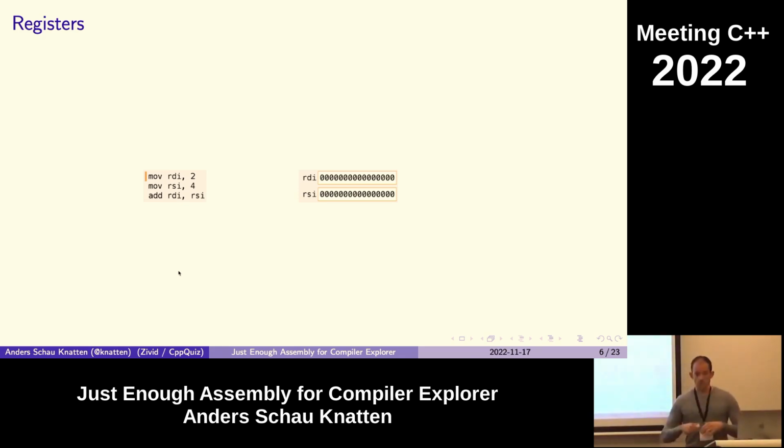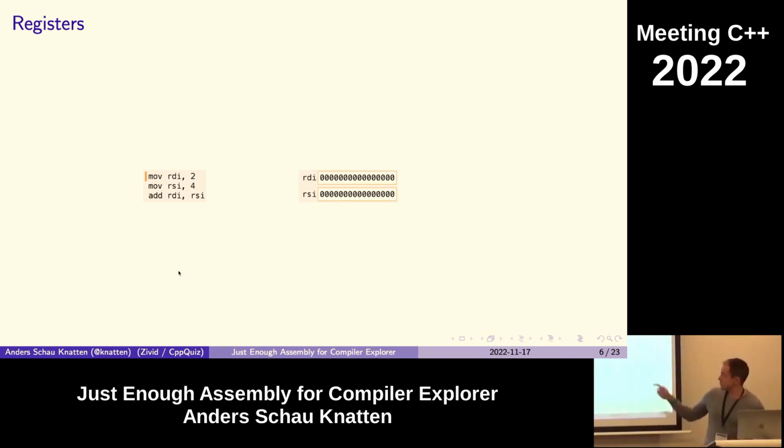And there are different syntaxes for assembly, and the most popular one and the default one on Compiler Explorer is the Intel syntax. And in the Intel syntax, you kind of have to read backwards. So move RDI, 2 means to move the literal 2 into the register RDI, and not move the register RDI into 2, whatever that would mean.